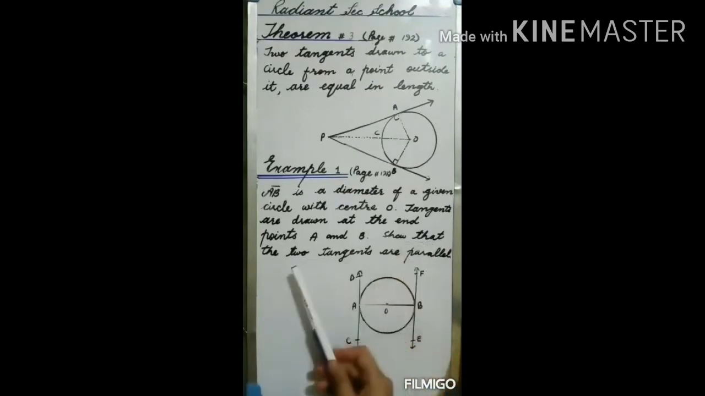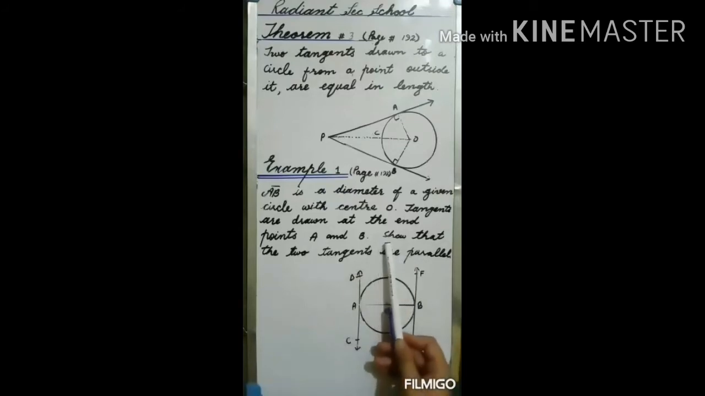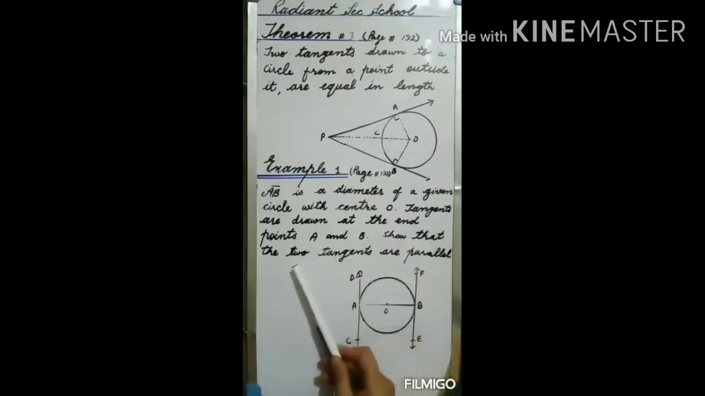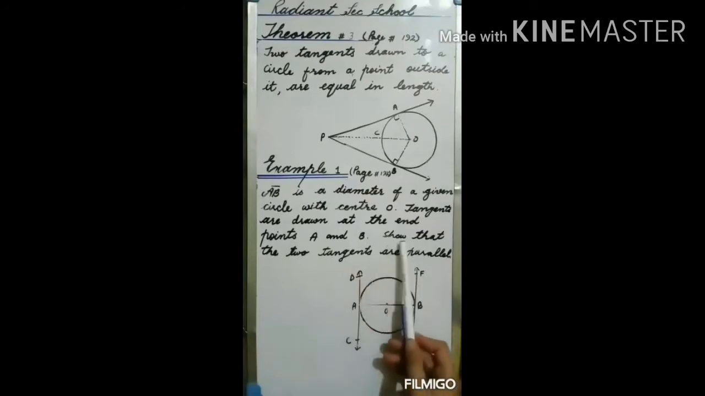Then we have to show that the two tangents are parallel. Here you can cancel the words show that. Then your two tangents are parallel. This show that is for those students who have to prove it. We will not prove this theorem, so no need to see this show that. If you have a diameter of the circle and you draw the tangents at the end points of the diameter, then these tangents will be parallel to each other.